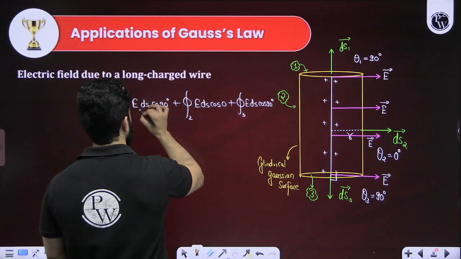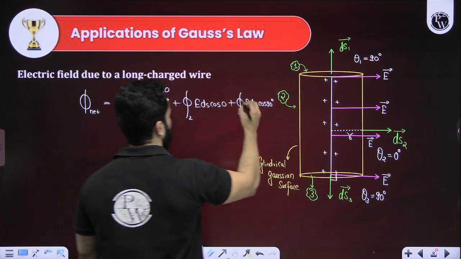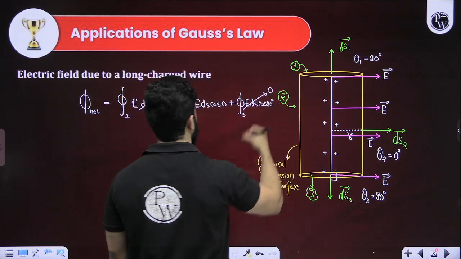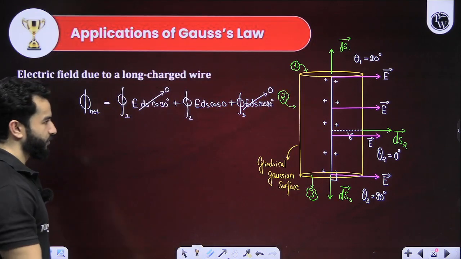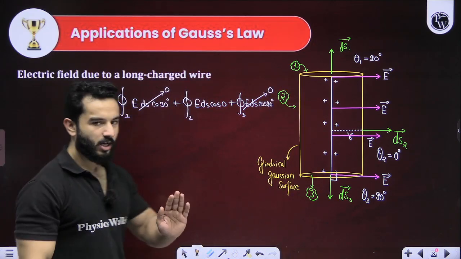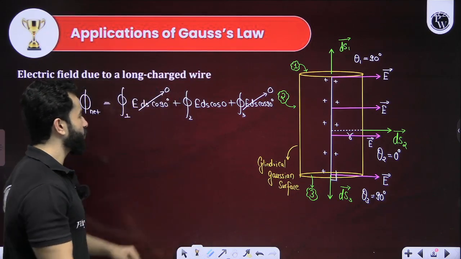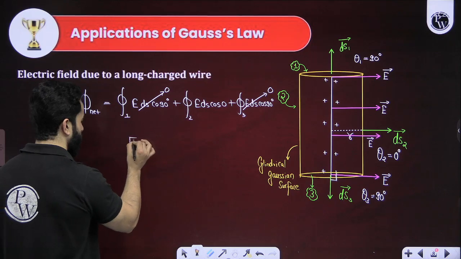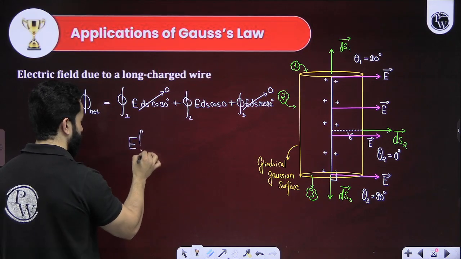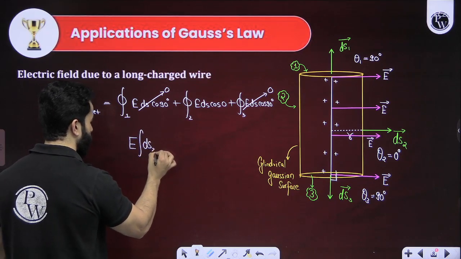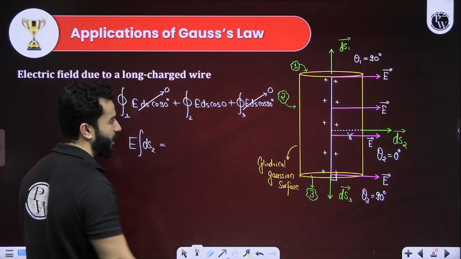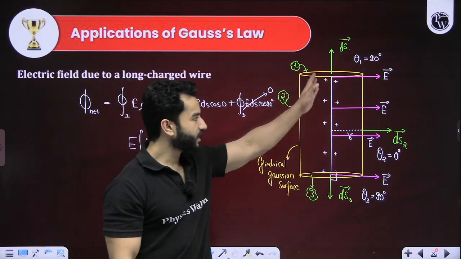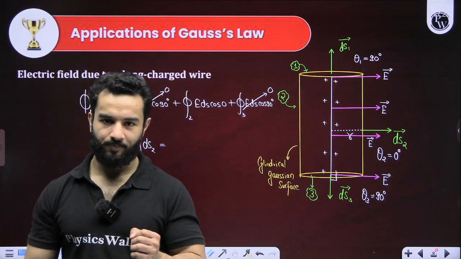So this will become 0, this will become 0, and this will become E ds. That is the surface 2. Now surface 2, electric field is uniform everywhere. So we are going to write E times of ds for surface 2 equals to enclosed charge. Let's suppose the linear charge density is lambda.